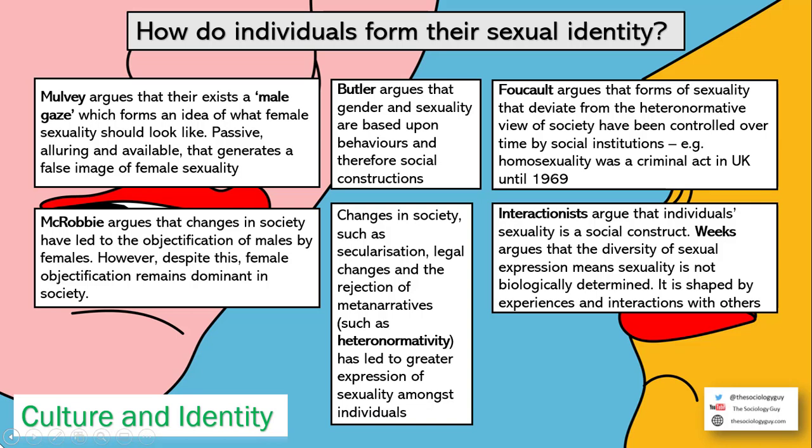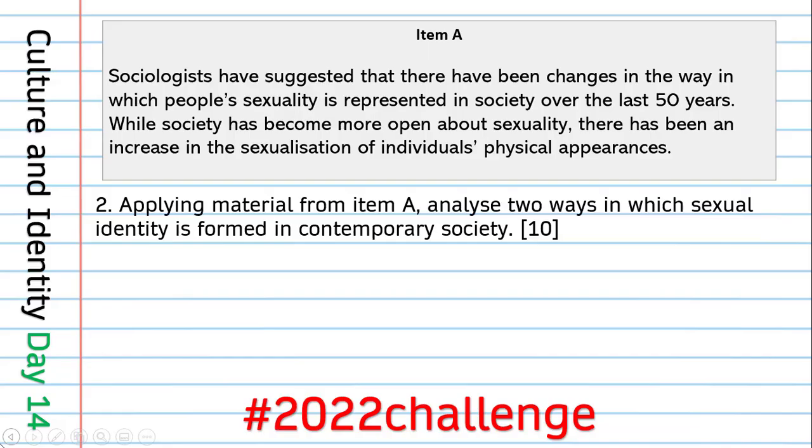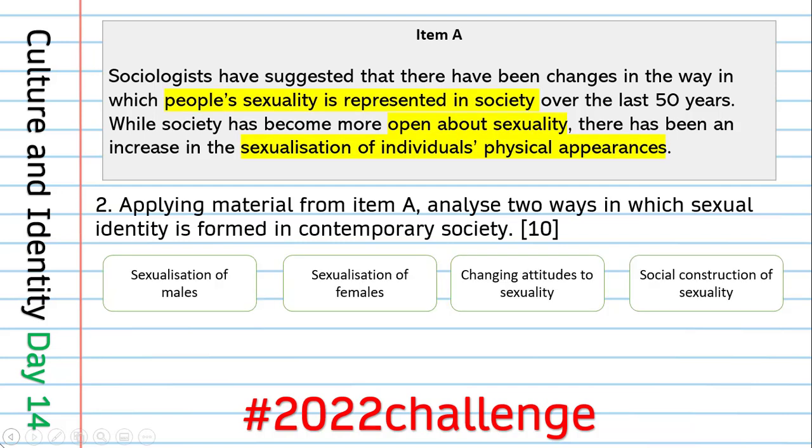Looking at the items, a couple of things we can pick out here. People's sexuality is repressed in society is one of the things represented in society. It is also repressed. Another one, open about sexuality over the last 50 years, an increase in sexualization of individuals' physical appearances. Well, these can link into things like sexualization of males and females, changing attitudes to sexuality, and the social construction of sexuality. Where I've gone with this is slightly different.